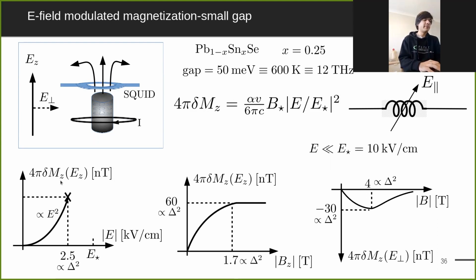Once again, this is an additional magnetization that's proportional to the electric field squared, and at electric fields of about 2.5 kilovolts per centimeter, this magnetization can be drawn versus the applied magnetic field. It saturates at about 1.7 Tesla, and it's very, very anisotropic depending on the direction of the applied electric field.